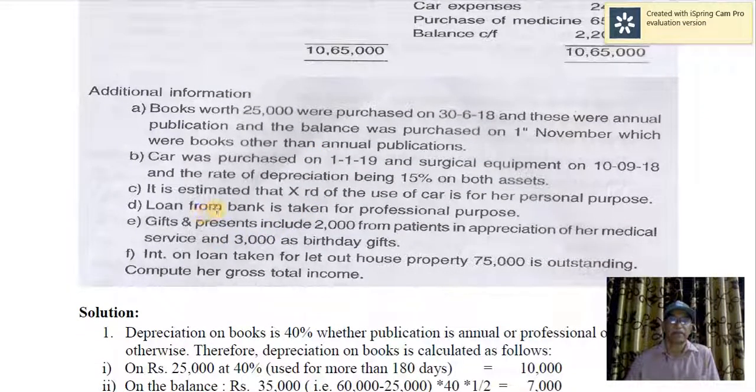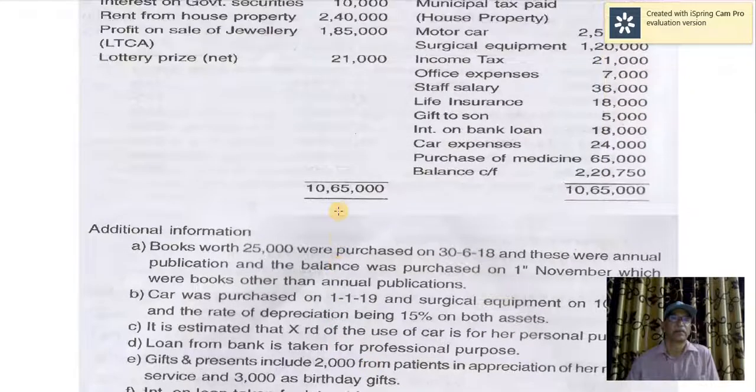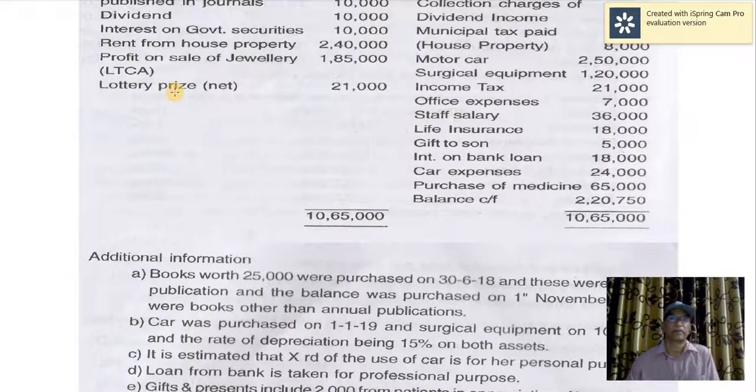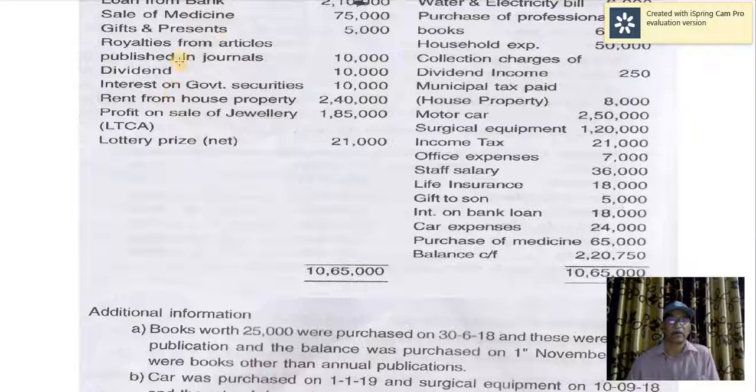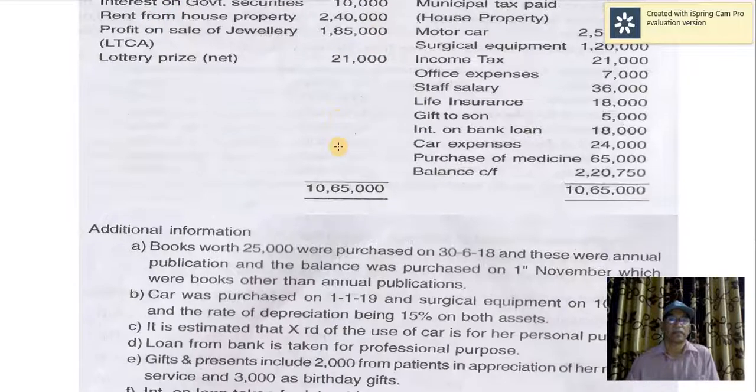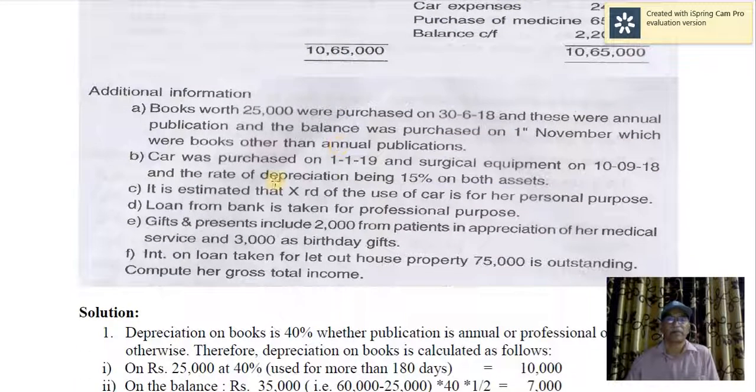Okay, gifts and presents include 2,000 from patients in appreciation of her medical service and 3,000 as arbitration gifts. So, in this problem, you see here gifts and presents 5,000. Of this 5,000, only 2,000 is from patients in appreciation of medical service. Therefore, only 2,000 is allowed, whereas 3,000 is disallowed.